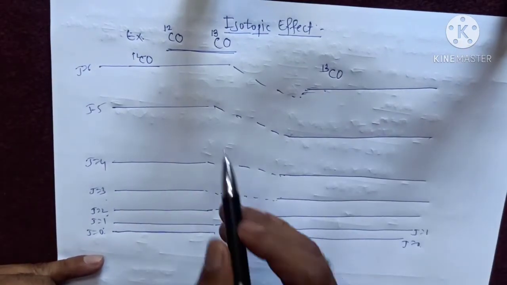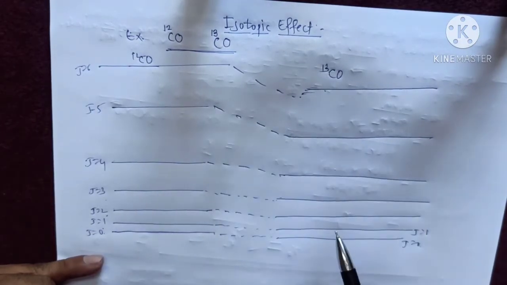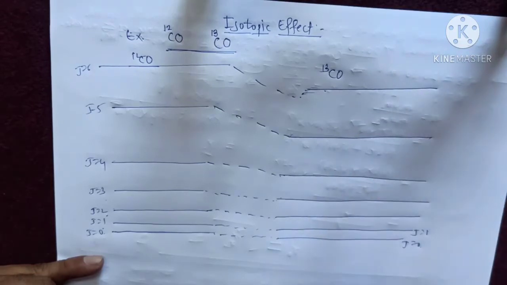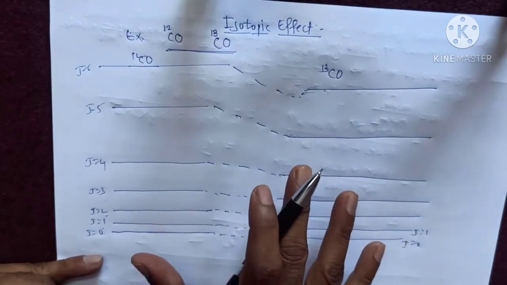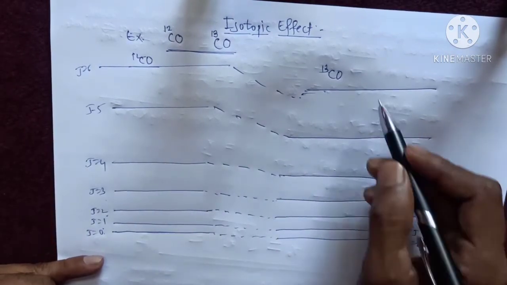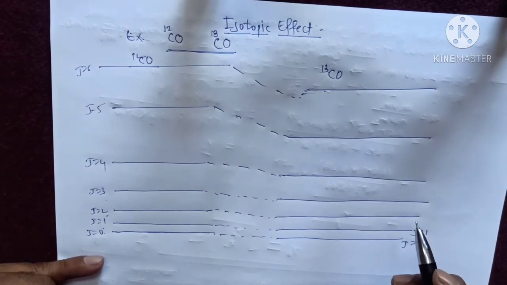So if you compare this carbon 12 and carbon 13, the normal molecule and the isotopic molecule, we see the gap between the lines is getting decreased, and this particular thing is considered the isotopic effect. Why did this happen? Because of the isotope.